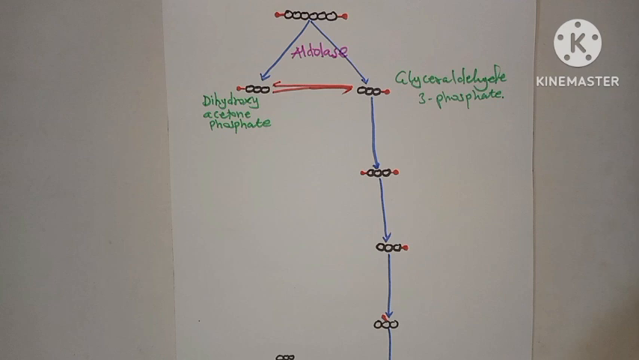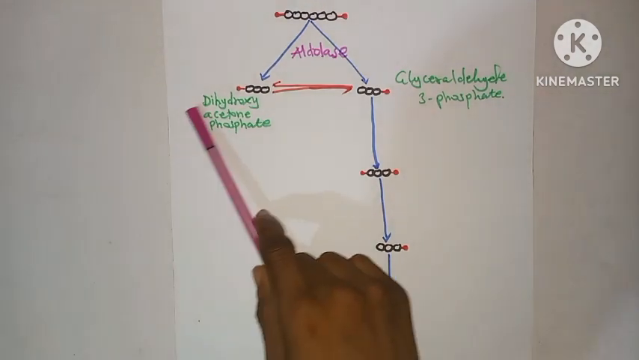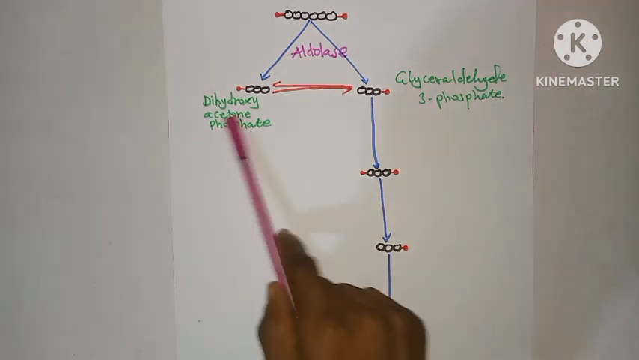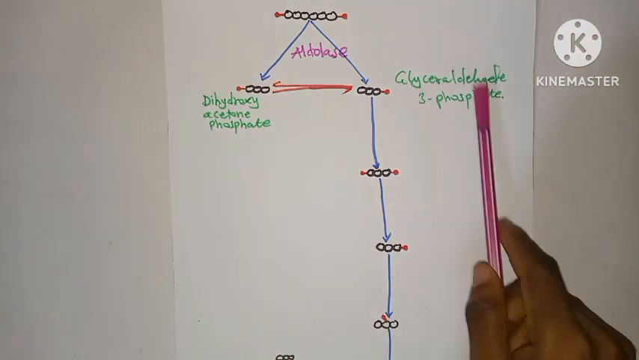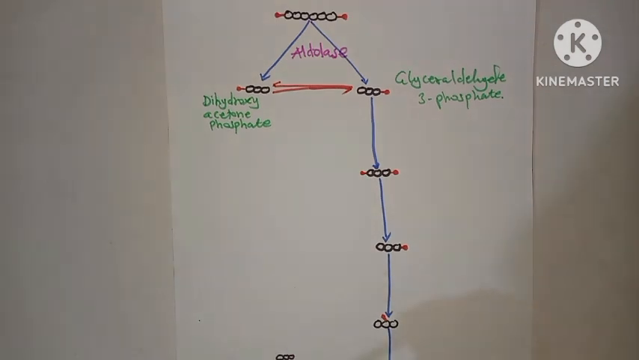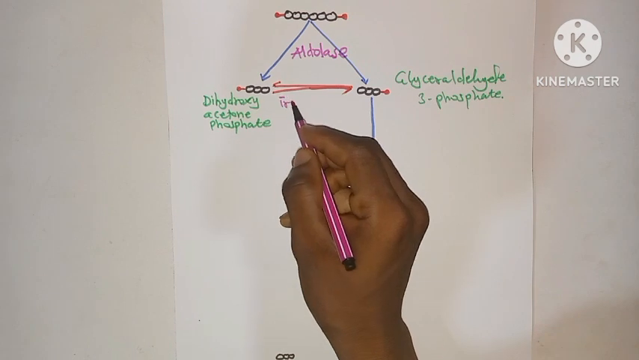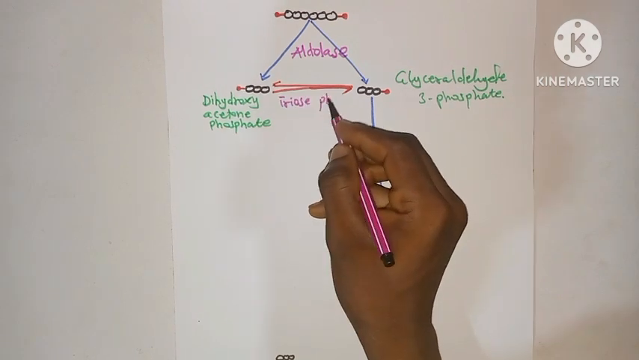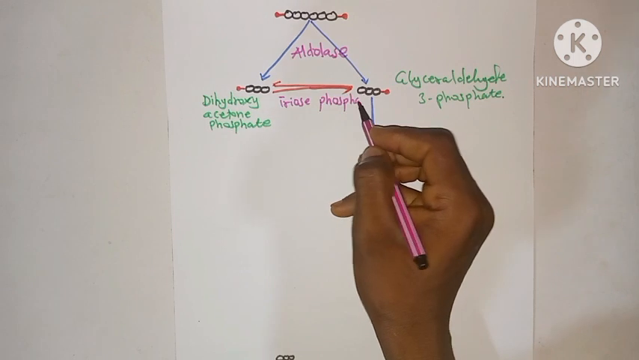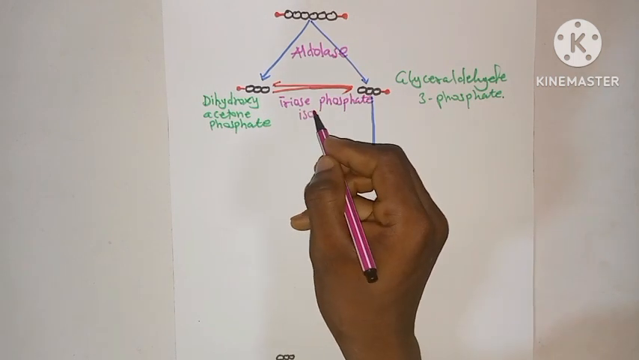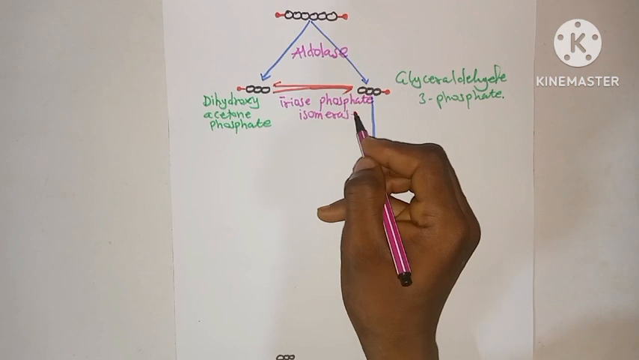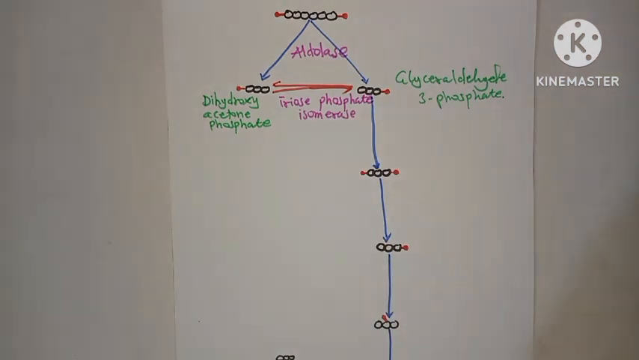And the name of the enzyme that converts dihydroxyacetone phosphate to glyceraldehyde 3 phosphate is known as triose phosphate isomerase. So let me write that one down. Triose phosphate isomerase. So this enzyme converts dihydroxyacetone phosphate to glyceraldehyde 3 phosphate.